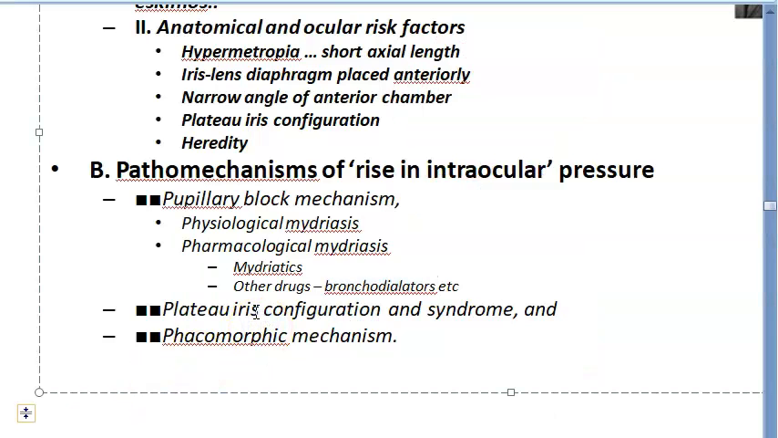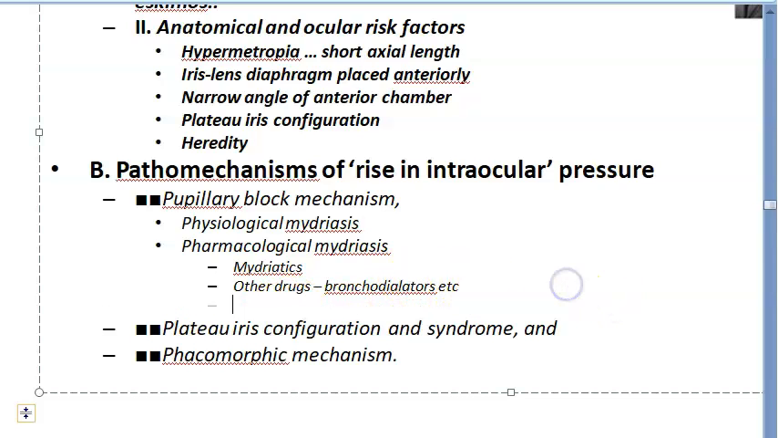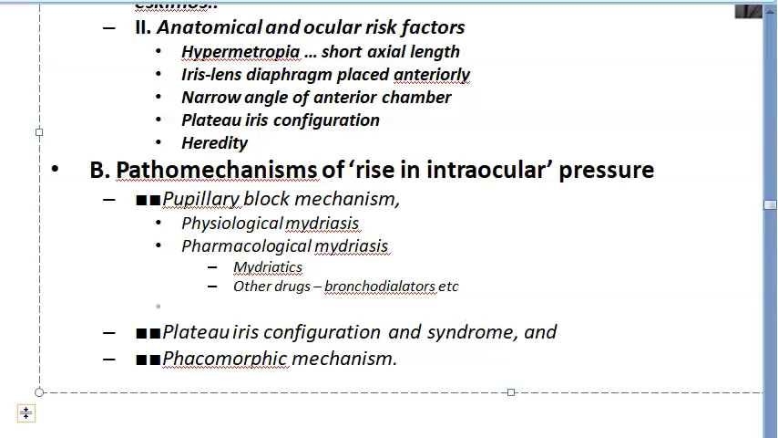Then pharmacological meiosis also can precipitate. So it's not just mydriasis, even meiotics. Huh? That's interesting. So pharmacological meiosis also can cause it. Which is the meiotic drug, guys? Pilocarpine and then ecothiophate. Very good.